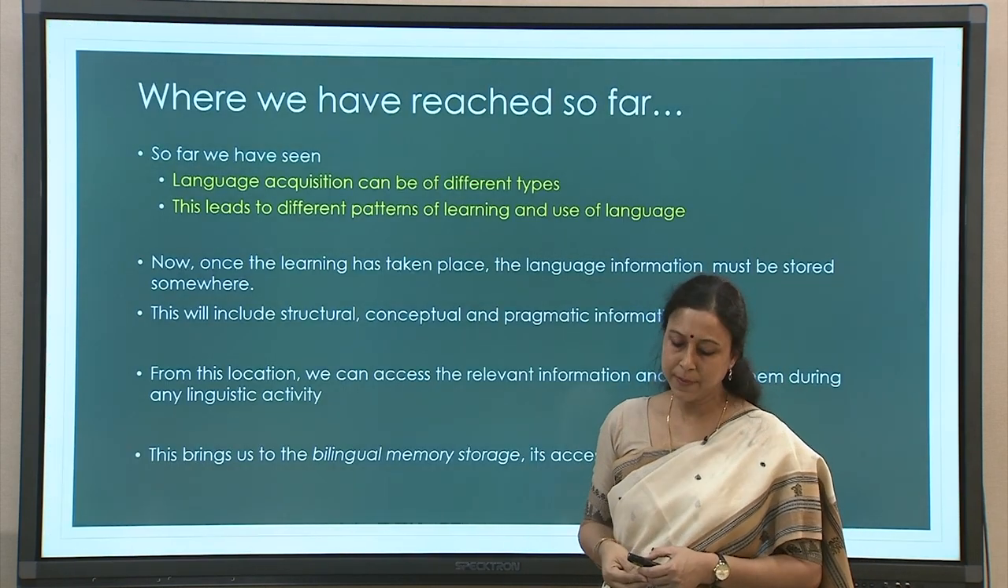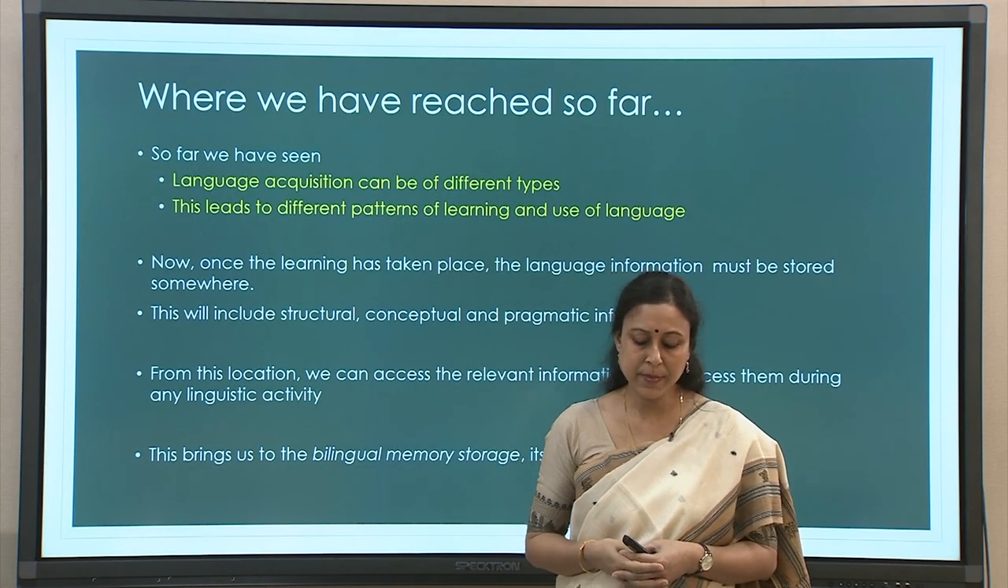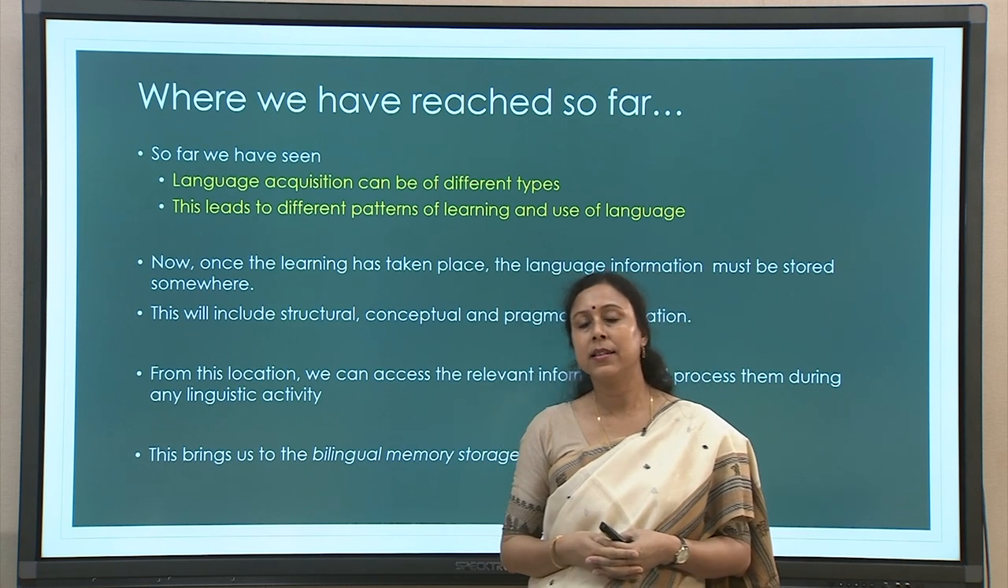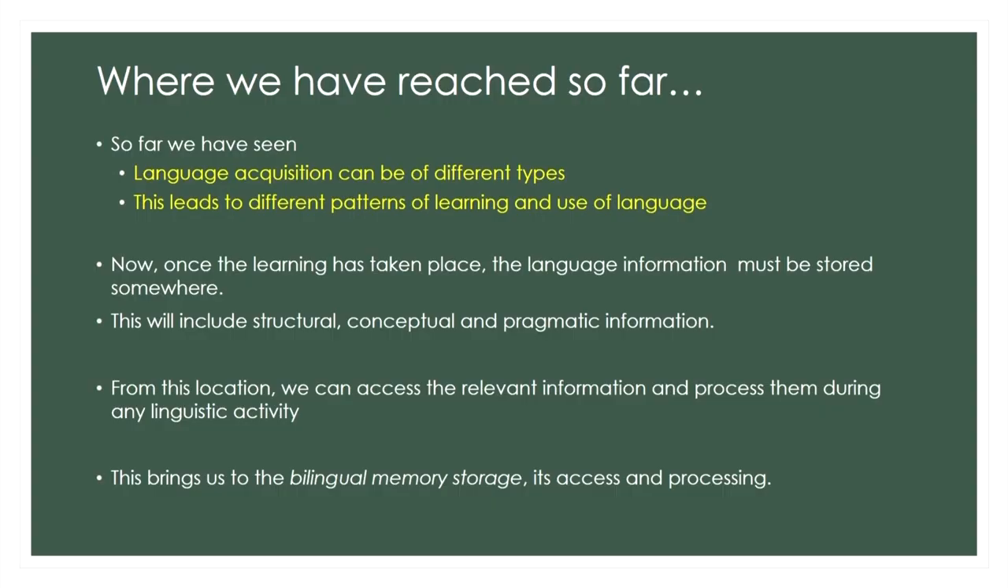So, a quick recap here. Where have we reached so far? We have seen that language acquisition can be of different types, successive and simultaneous. So, two different kinds of second language acquisition are possible, and keeping in mind the type of acquisition it has been, the nature of that second language representation can also be different. There are different patterns of learning, different patterns of usage, and so on. So, there are lots of differences in terms of the type of second language acquisition or type of bilingualism that has taken place.